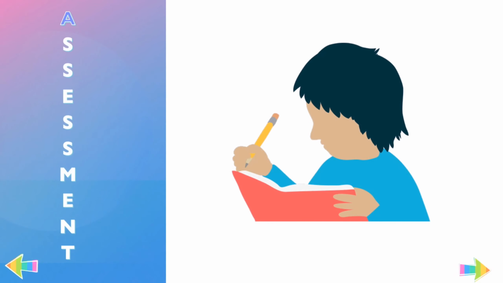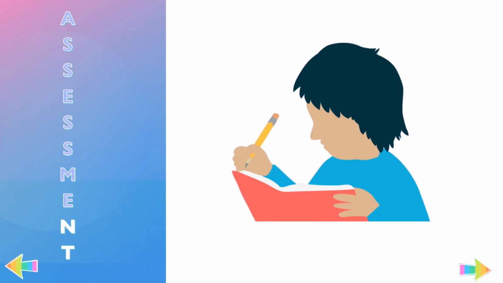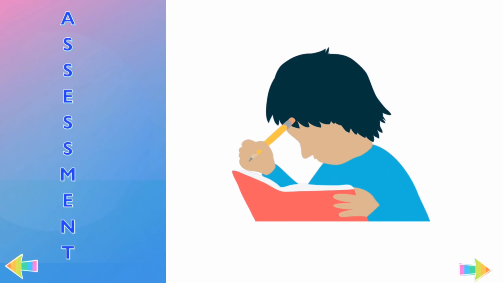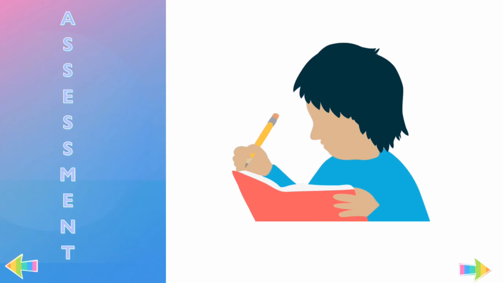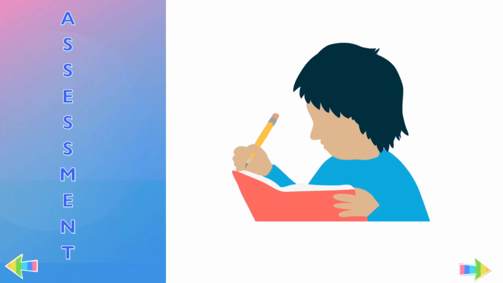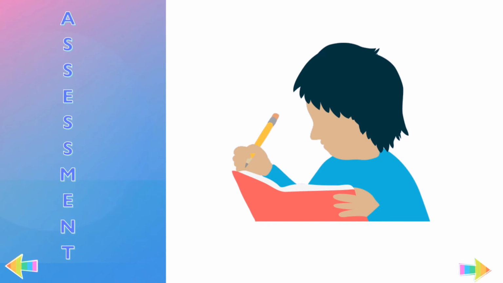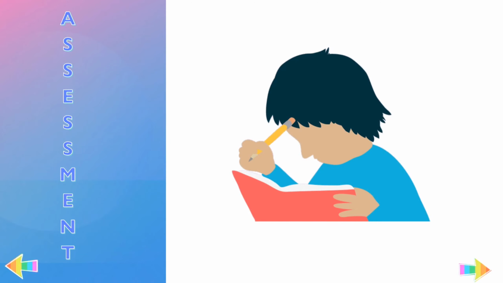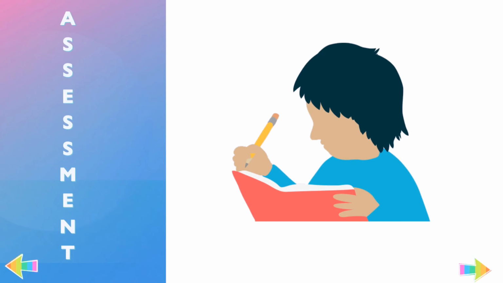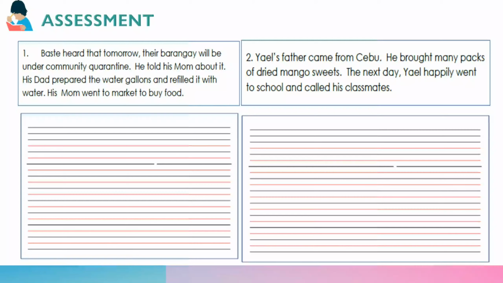And for the assessment, showcase the knowledge and skills you have learned in this lesson by answering the assessment activity. Write in your own words a 3 to 4 sentence paragraph on the paper sheets provided. Write your new ending for the short story. Follow the rules in writing a short paragraph. We have 3 items in the assessment.